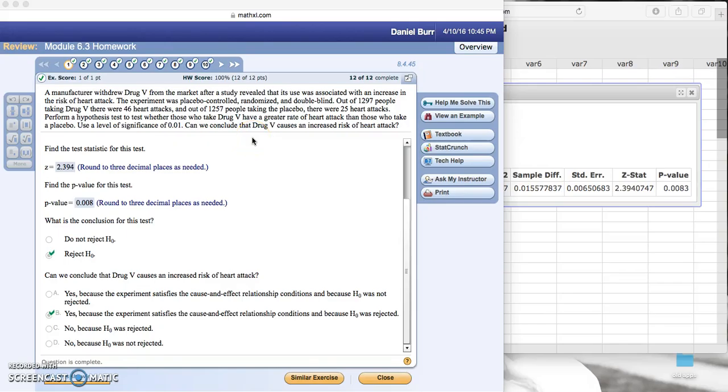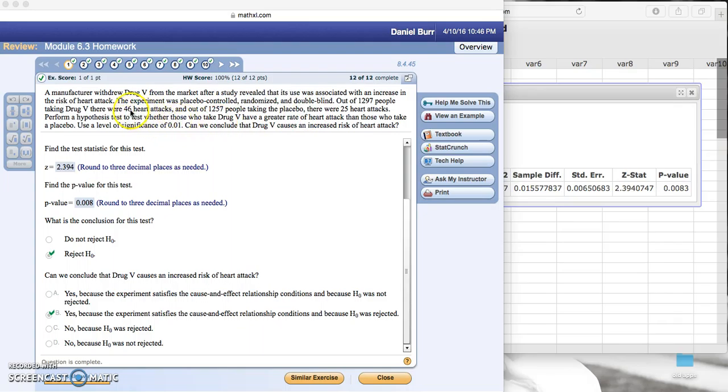I'm going to do a two proportion, two sample proportion hypothesis test for this discussion here. So I chose this one from module 6.3. It's problem 1. You can see all that. Okay, so here we go. A manufacturer withdrew drug V from the market after a study revealed it was associated with an increase in the risk of heart attack.